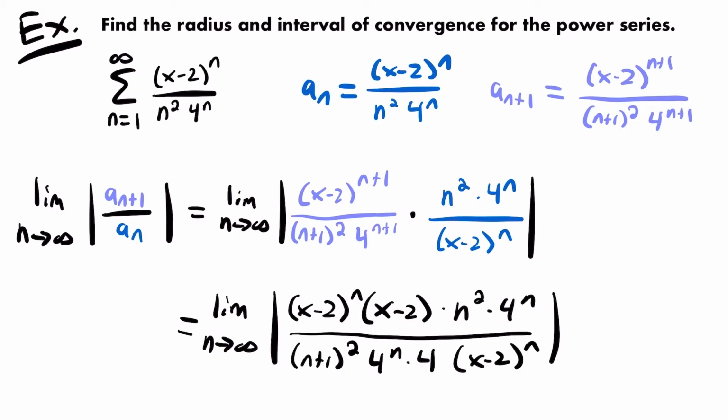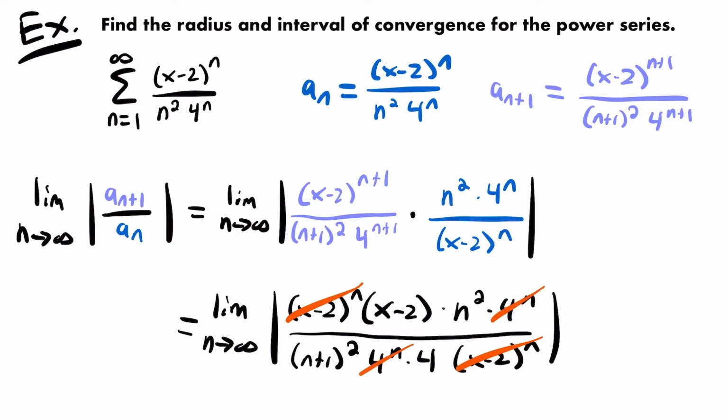Okay, and so now that we split up those powers, we have some parts that are going to cancel within this limit, right? We have (x − 2)^n in the numerator and (x − 2)^n in the denominator, so those are going to cancel out. And we also have 4^n in the numerator and 4^n in the denominator, so those are also going to cancel.